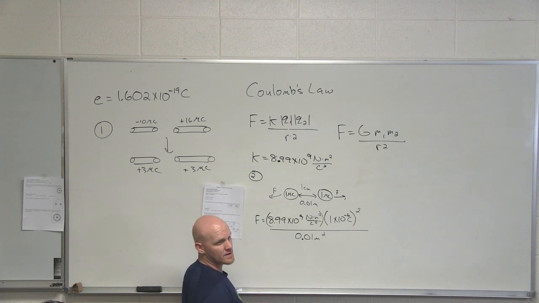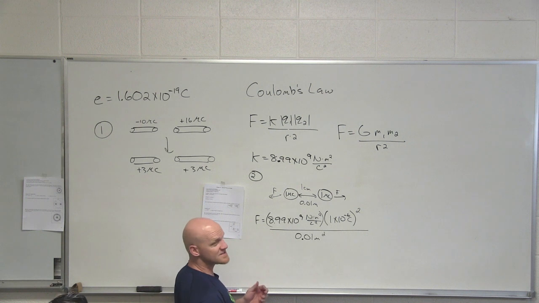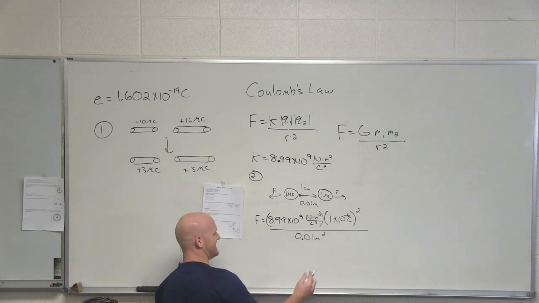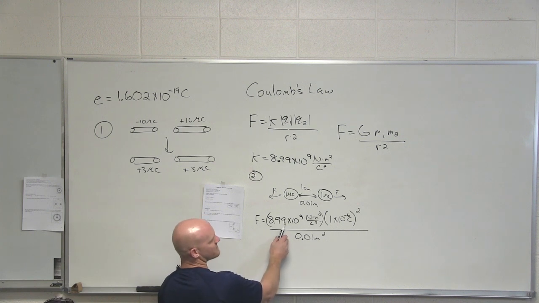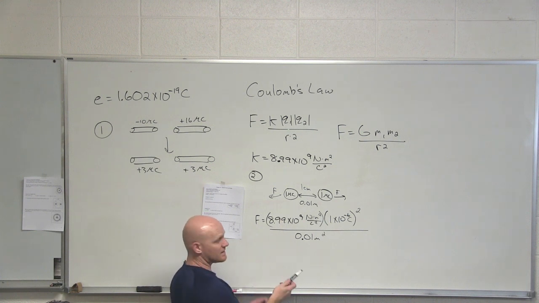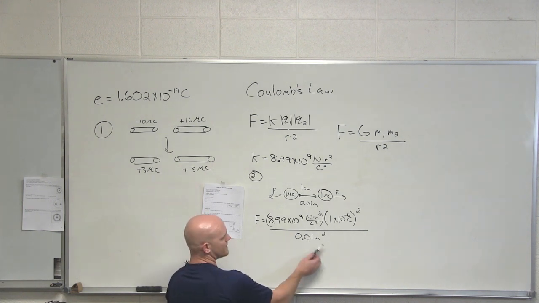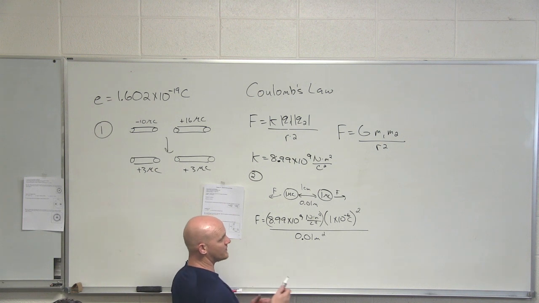Anybody want to do this one in their head? I chose the numbers nice so that you could. If you notice, 1 times 10 to the minus 6 squared is 1 times 10 to the minus 12. And if you multiply this by 8.99 times 10 to the 9, you get 8.99 times 10 to the minus 3. But then dividing by 0.01 is the same thing as multiplying by 100. So it's 1 over 100, so dividing by that squared is multiplying by 100 squared, which would be multiplying by 10 to the 4th, which is going to get us what?